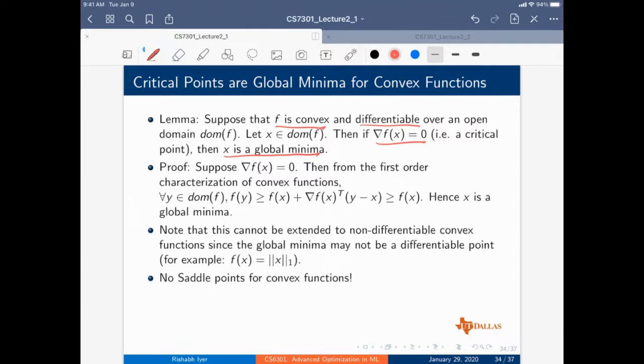The proof of this is very, very simple. All you need is that suppose the gradient of f of x is equal to 0. Then just using the first order characterization, you can see that f of y is greater than or equal to f of x plus gradient of f of x transpose (y minus x). But because the gradient of f of x is equal to 0, this is greater than or equal to f of x, for all y. So that means that x itself is a global minima.